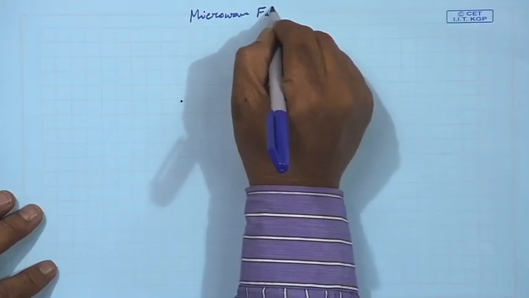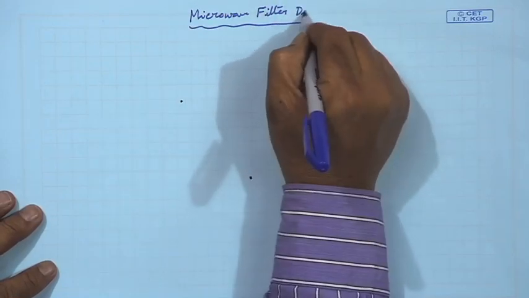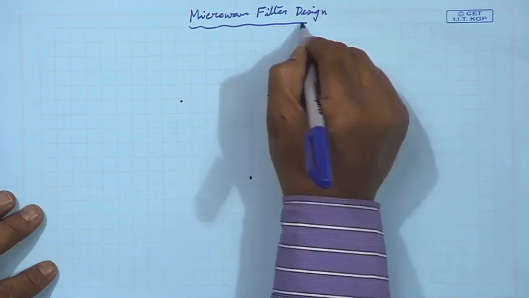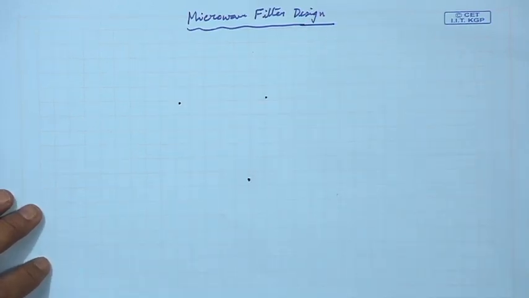Welcome to this 9th lecture of this course on microwave filter design. So, we are completing almost the design. In microwave filter design, you see that up to this point we have seen how to design RF filters with lumped component values.